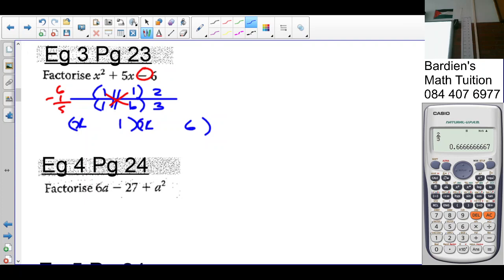What about our signs? Plus and a minus. In this case, the bigger one is going to be minus. Plus or minus? Plus, okay. 1 times x is x, 1 times 6 is 6. So the 6 is bigger, so there goes plus and minus. You all okay with that? Right. Let's look at the next one.